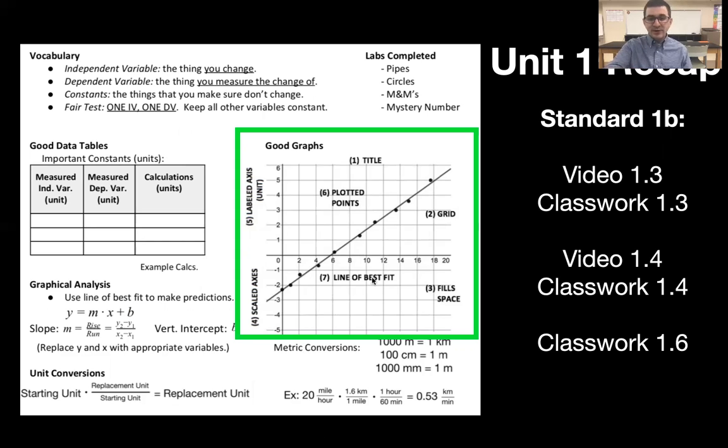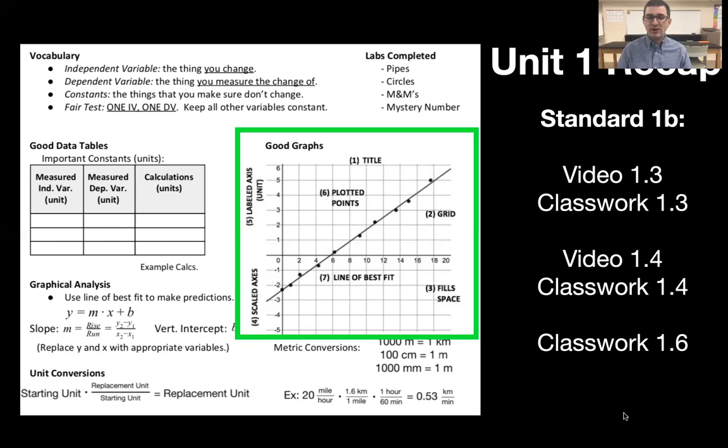Some of the most commonly missed points are having scaled axes. That's going to probably be the #1 thing where people mess up. So make sure that you are hitting all 7 of these, and in particular have a properly scaled axis. And if you want to review those, you can check out videos 1.3 and 1.4 or the classwork that we did in 1.6.